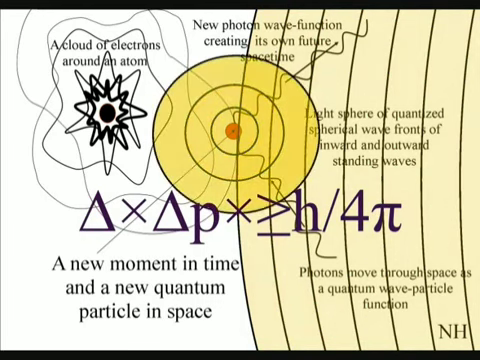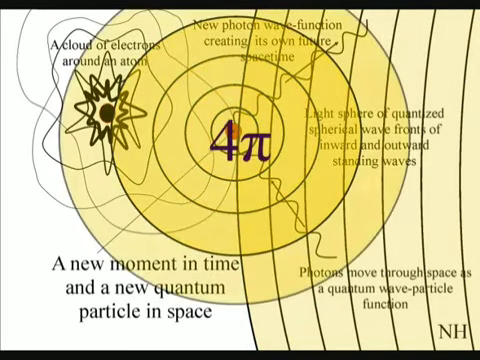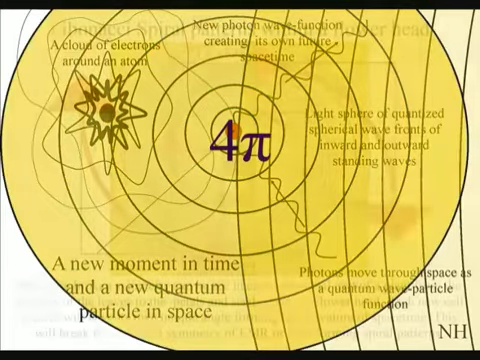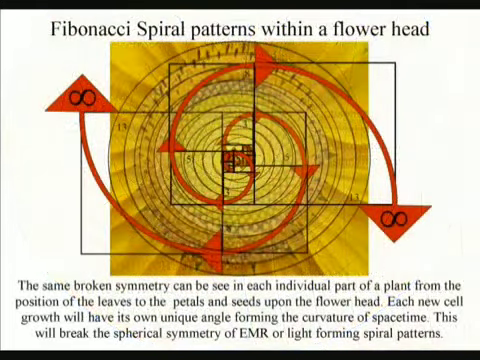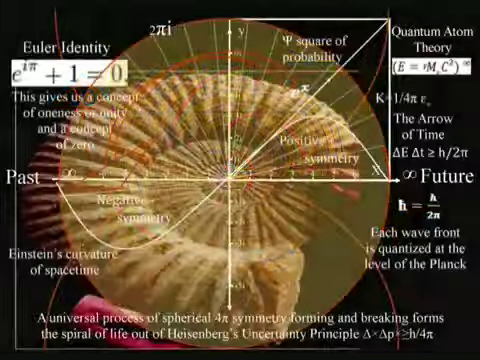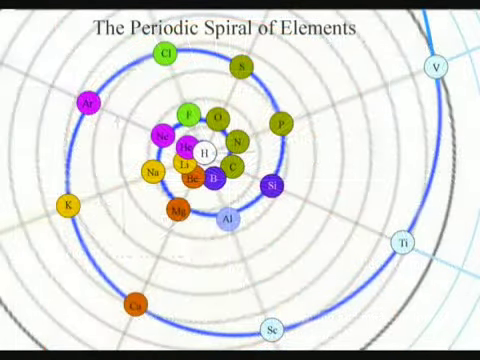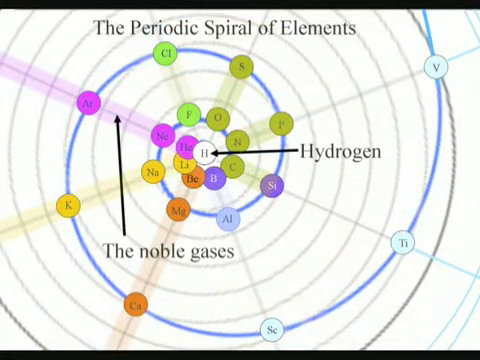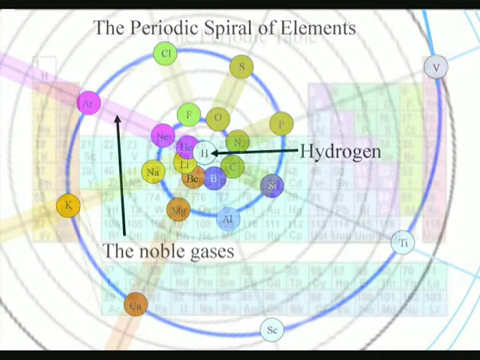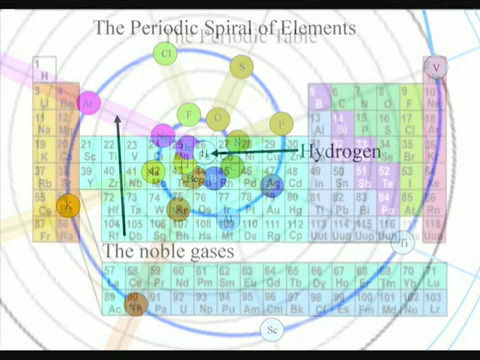This forms a universal process of spherical symmetry forming and breaking that forms the spiral patterns we see in our everyday life, with each element of the periodic table having a set position forming the curvature of these spirals. With hydrogen at the center and the noble gases and different groups of elements radiating out like spokes from the center of a wheel. In the traditional periodic table, there is a problem of where to place hydrogen and helium.